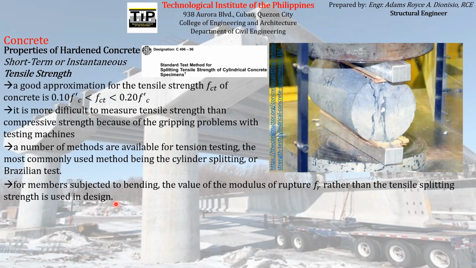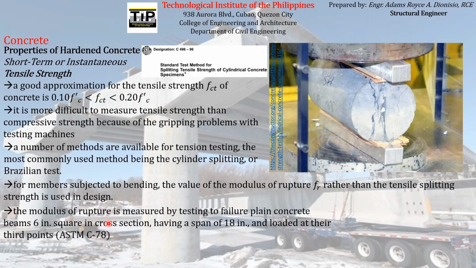Modulus of rupture and the tensile strength are two different things. Actually, modulus of rupture has a higher value compared to the tensile strength of concrete. So if we are talking about members subjected to bending, it is more appropriate to use the modulus of rupture rather than the tensile strength in the design of that bending member.